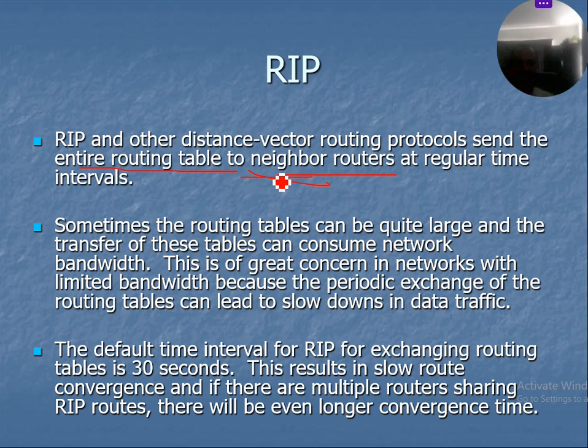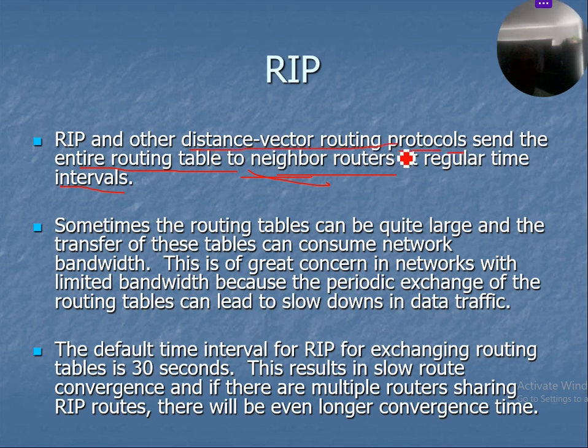In a distance vector protocol, or RIP to be specific, the routing table is being sent at regular intervals to neighbor routers. The routing table, or any routing entries, is sent at regular intervals to the neighbor routers. This is the characteristic of a distance vector routing protocol.